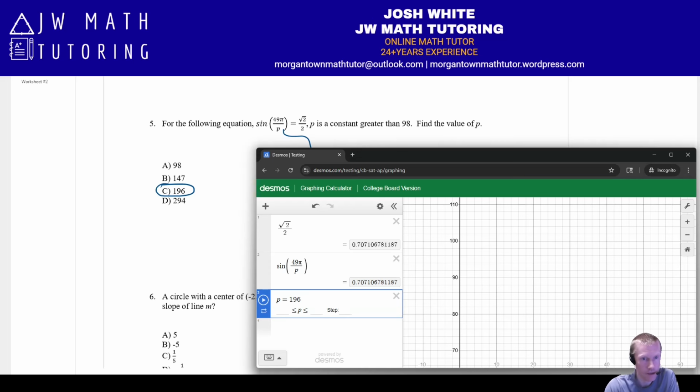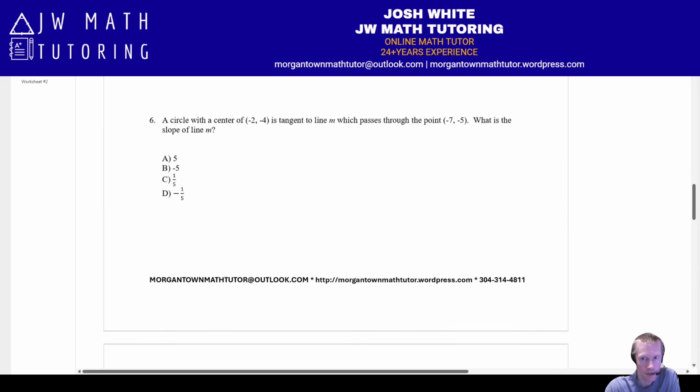C, which is correct. All right, next up, we have a circle, and we have its center, and we have a point that it goes through. Basically, this point is also on a line, which is tangent to the circle. What's the slope of the line?